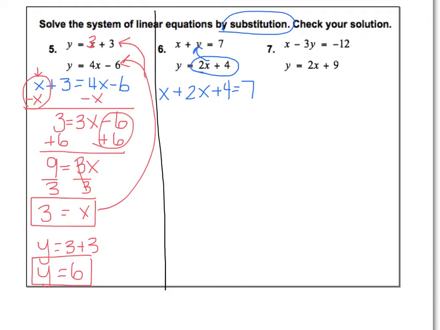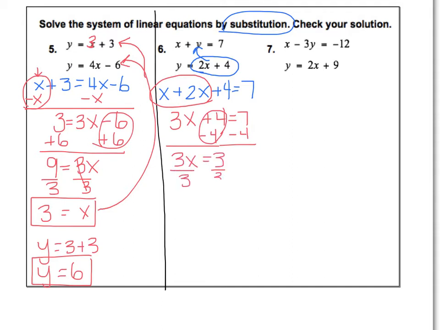At this point, since the x and the 2x are on the same side of the equal sign, I can combine them together right away. X plus 2x gives me 3x plus 4 equals 7. From here, I work to get the x by itself. So I'm going to subtract 4 from both sides. And 3x is going to equal 3. Divide by 3, and x equals 1.